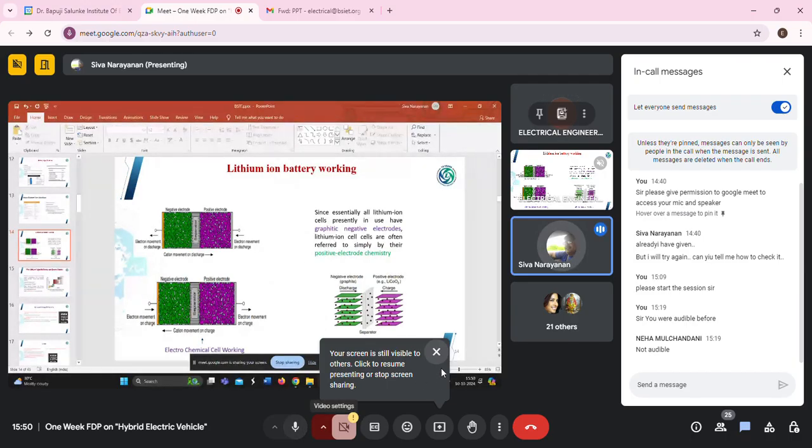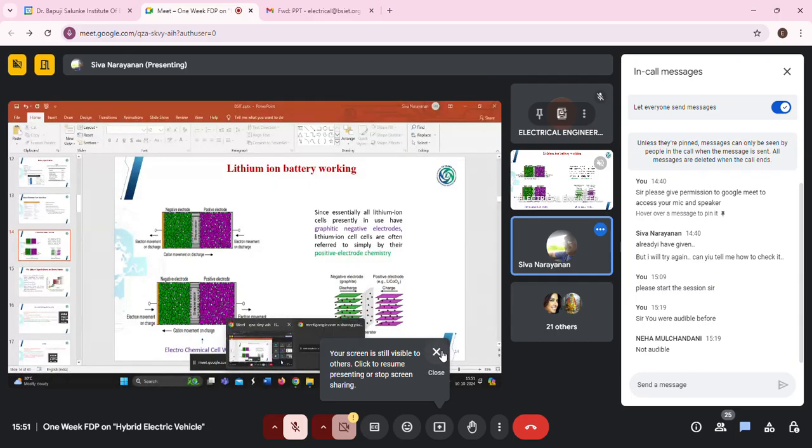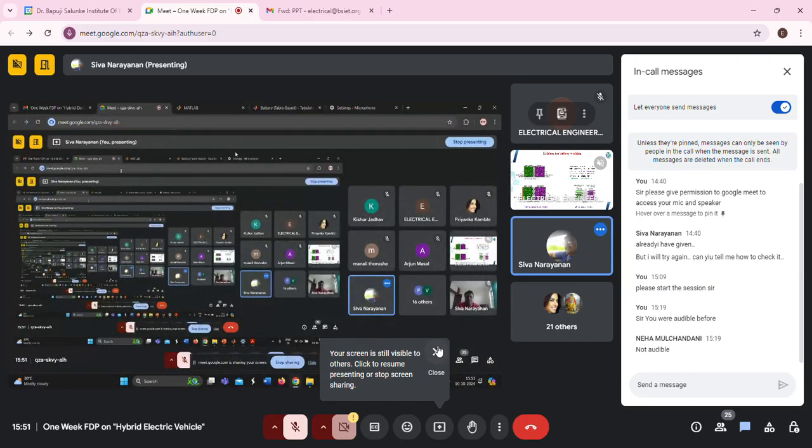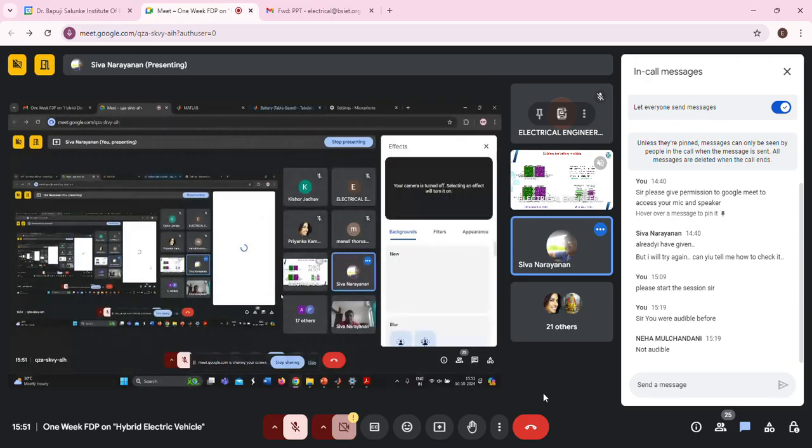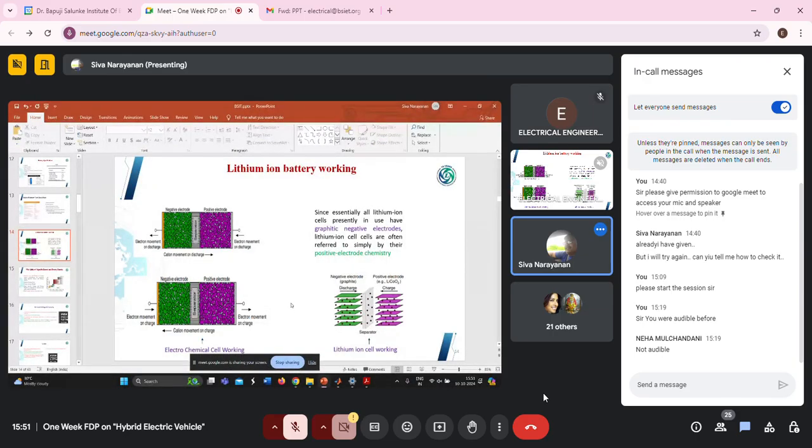Okay. So this is the lithium ion battery. In the lithium ion battery, I have given you two types. Why am I telling two types of batteries? The left hand side is the electrochemical cell, and the right hand side is the lithium ion cell. So what is the fundamental difference between these two?